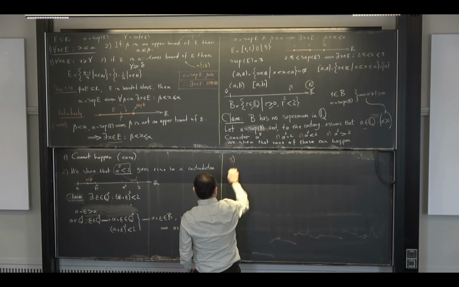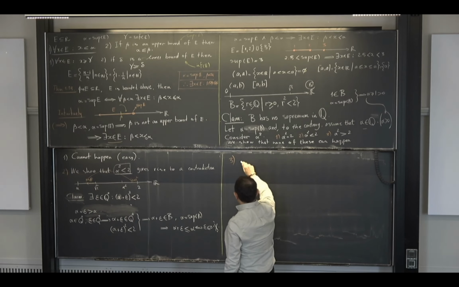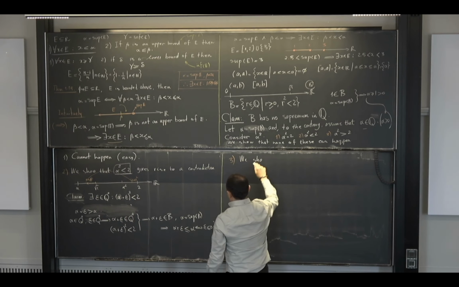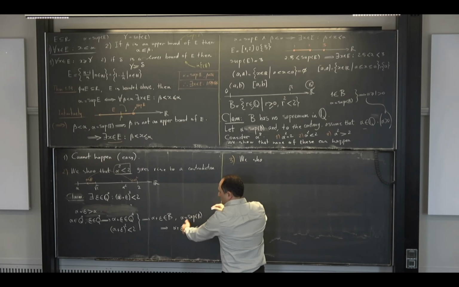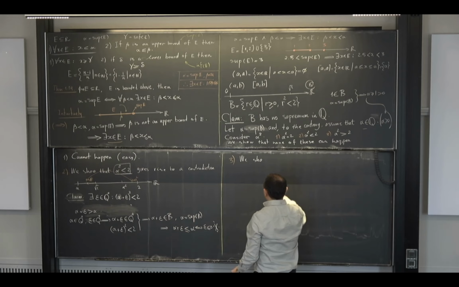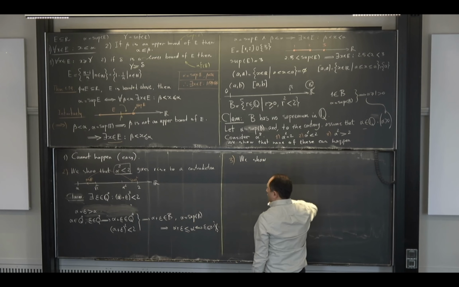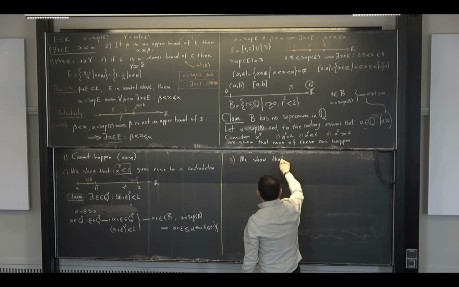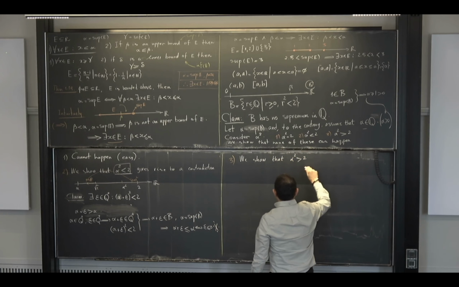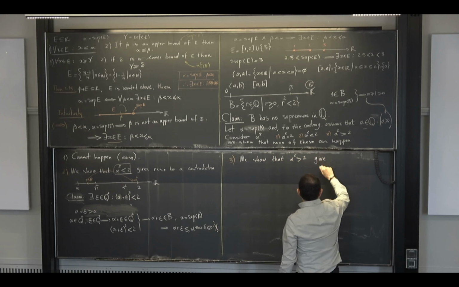So number 3. I want to show that alpha squared greater than 2 gives rise to a contradiction as well. Of course, by the way, I have written all the details in the notes. If someone is interested to see it in a correct way, you can read the notes.